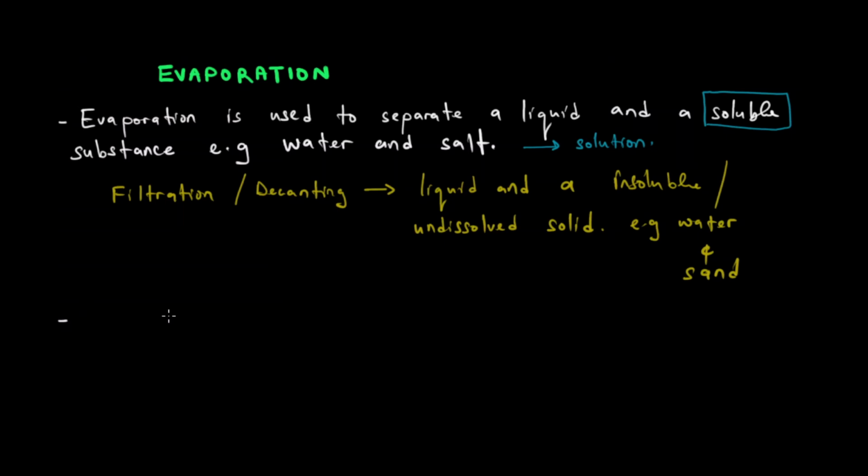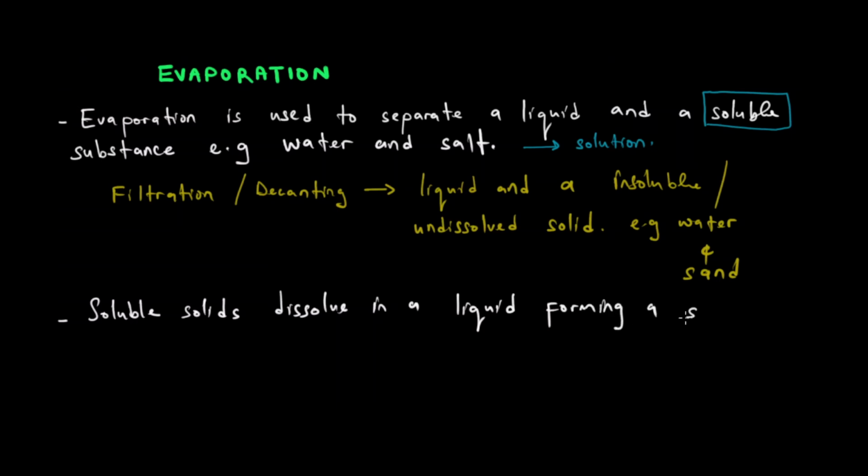Then the second point is, what are soluble solids? Because in science we should have proper definitions of things. So kana tichitaura pamusoro pema soluble solids, tiri kutaura ma solids anodissolve in a liquid forming a solution. So soluble solids dissolve in a liquid, and when that happens, we have what? A solution. And example, a solution yatinoshandisa in most cases is the salt and sugar solution.